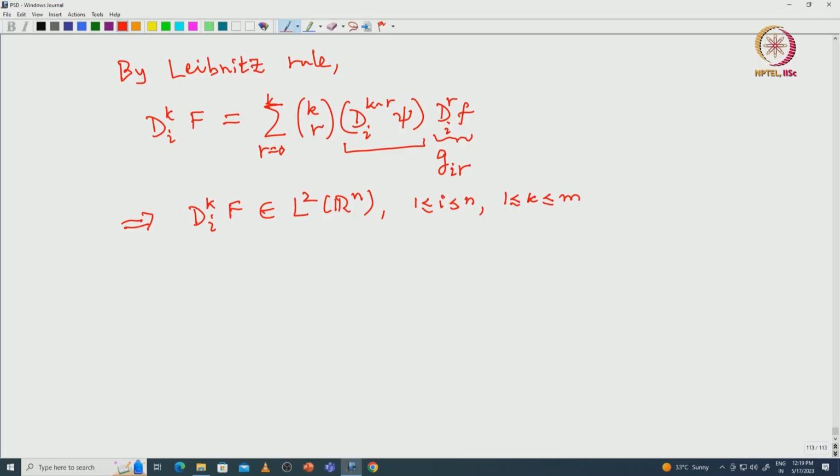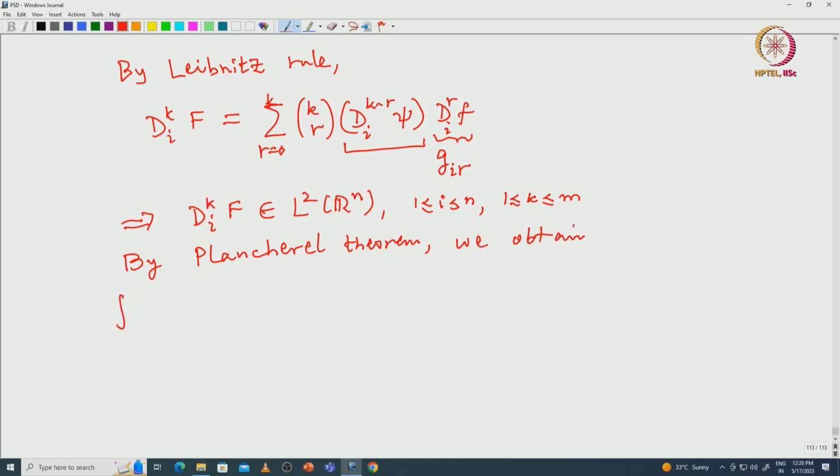So, now you use the Plancherel theorem. By the Plancherel theorem, we make some observations now. The Fourier transform of F and the Fourier transform of D_i^k F are also L2 functions. Okay. And then you use the properties of the Fourier transform. So, we obtain the following.